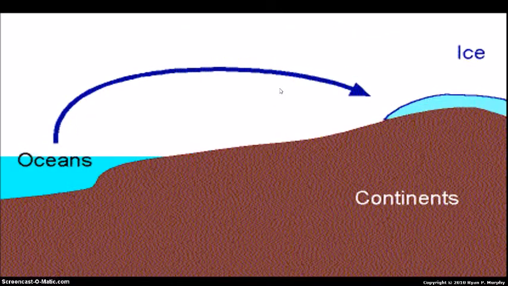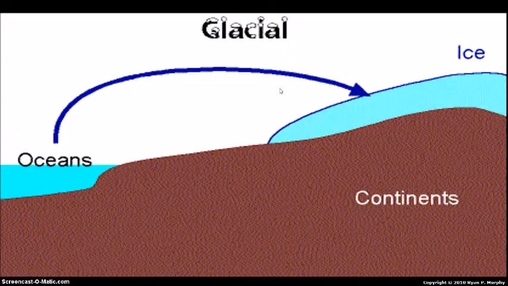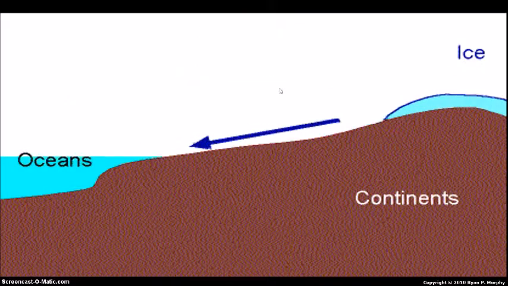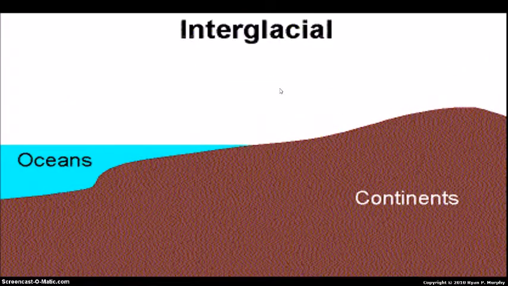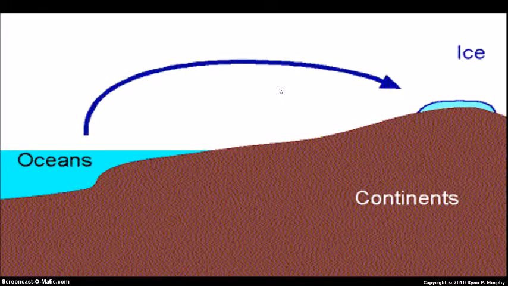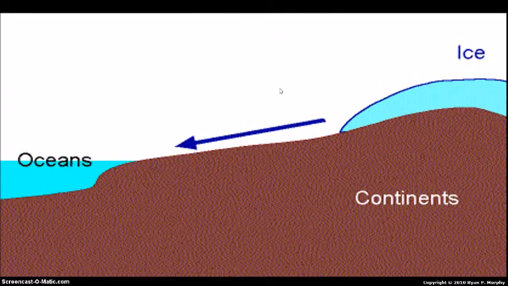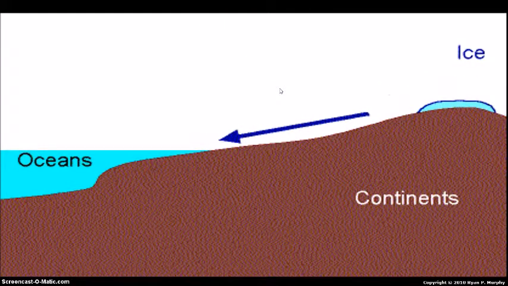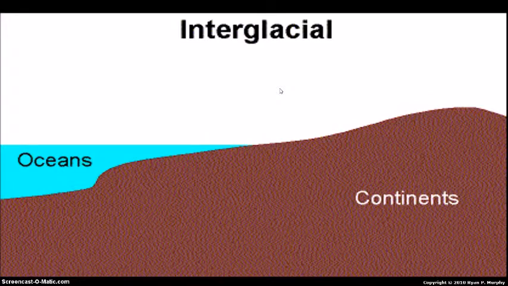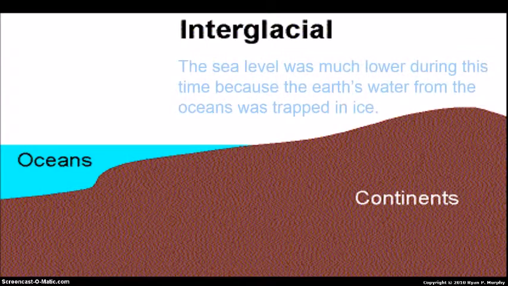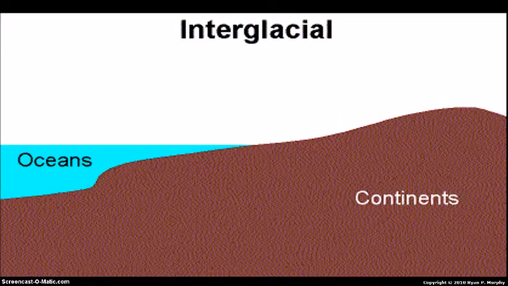Now, here we have a little animation about glacial and interglacial periods. So during an interglacial period, we have high sea levels, we have evaporation, and during a glacial period, we have lots of accumulation of ice. And notice that when the water is not in the ocean, it's locked up in ice, so the ocean level is much lower. So the sea level was much lower during the glacial periods because the Earth's water from the oceans was trapped in the ice. So that's not during the interglacial, that's during the glacial period.